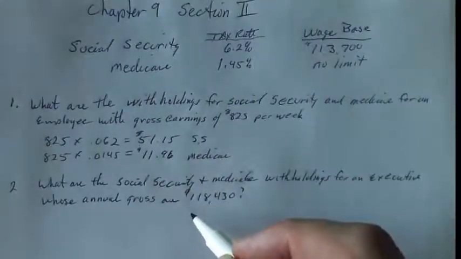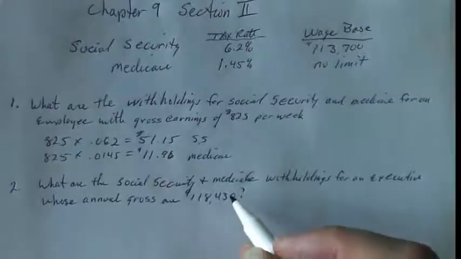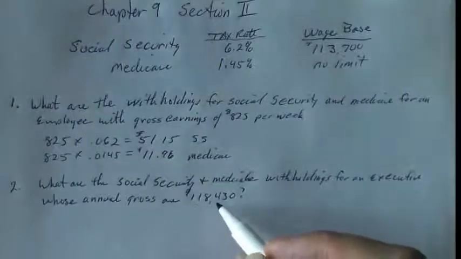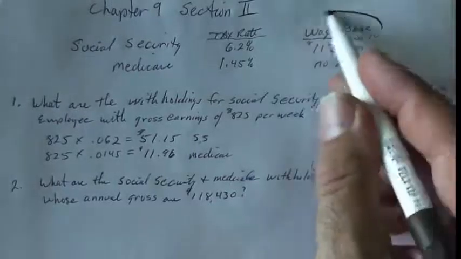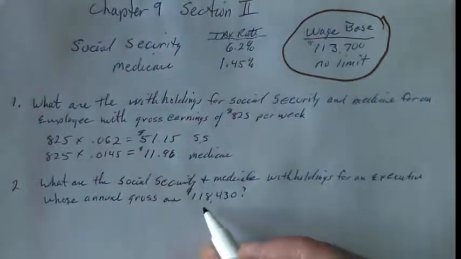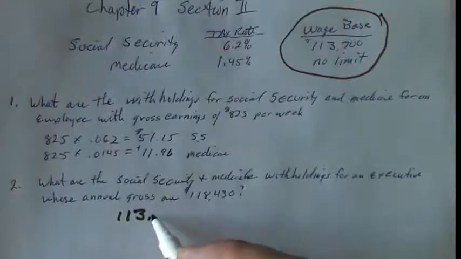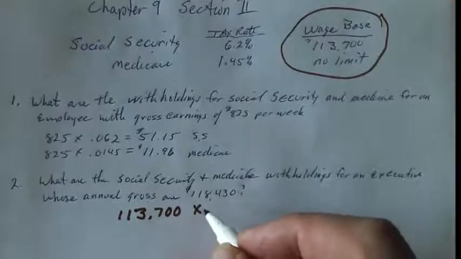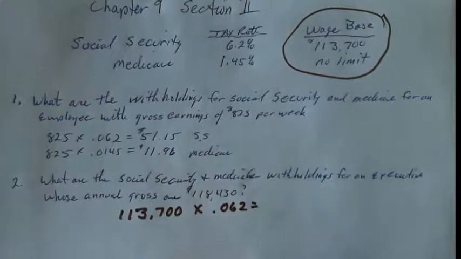In number 2, we notice it says, what are the Social Security and Medicare withholdings for an executive whose annual gross is $118,430? Well, one of those nuances was right up here, with the base wage. So even though he's made $118,000, he only gets taxed on $113,700. It doesn't matter that he made more than that. He's only going to get taxed on that. We're going to change that to a decimal and multiply.